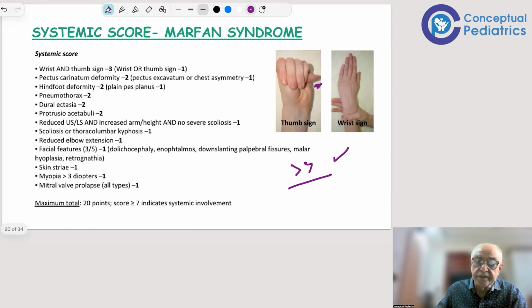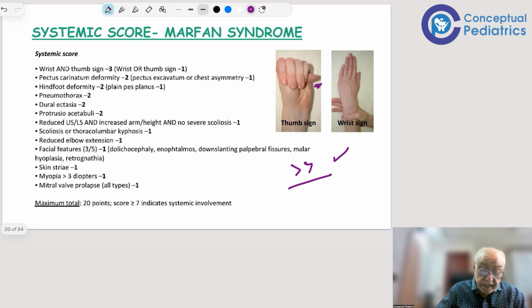The second one is the wrist sign. What is being focused on here is that you take the little finger and the thumb, and you try to put them across the other wrist. In Marfan syndrome, the little finger and the thumb cross each other because of the arachnodactyly, and that is what normally does not happen. That's called a wrist sign. If both are present, then a score of 3 is given. If one is present, then a score of 1 is given.